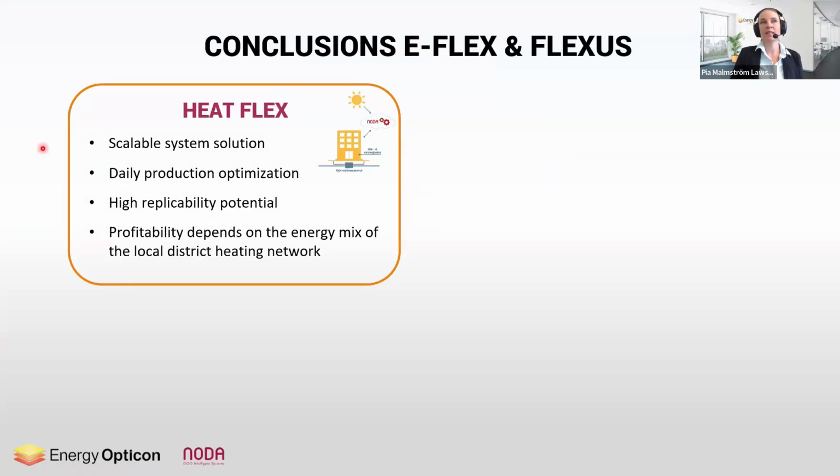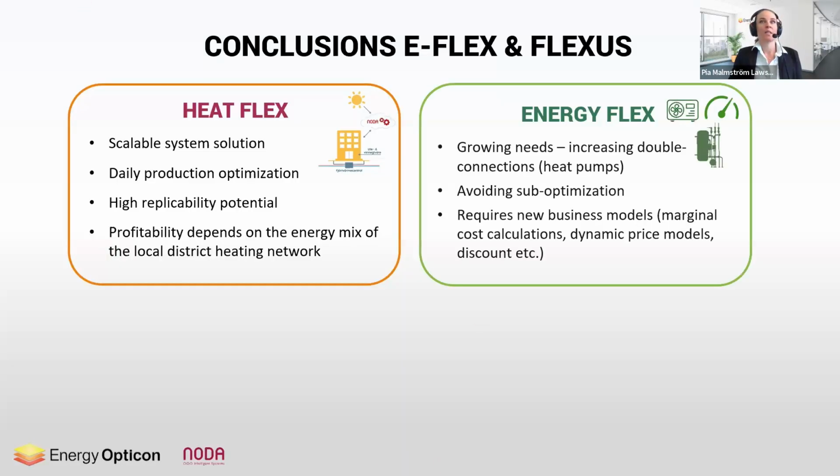For the heat flexibility, it's a scalable system solution, as Christian just mentioned, which is really important. Daily production optimization with connections between the two systems, and a day ahead plan and automatic optimizations running every hour also. And it has a very high replicability potential. And of course, the profitability here depends on the energy mix of the local district heating network. But in Kraftringen's case, it was very profitable.